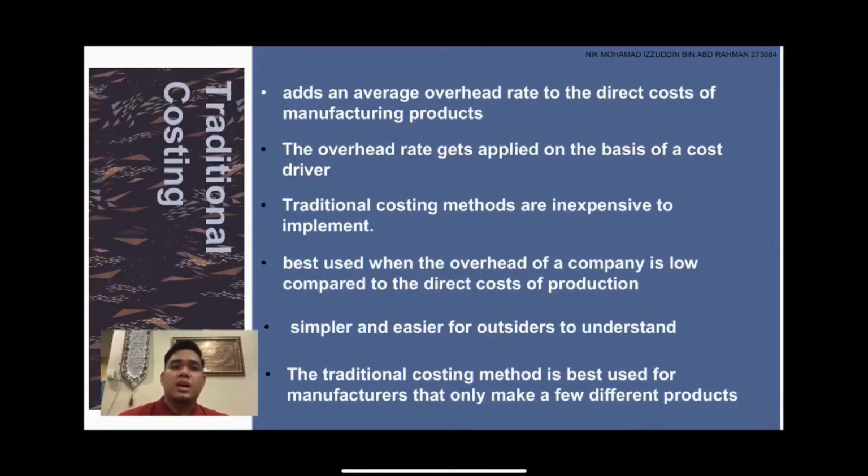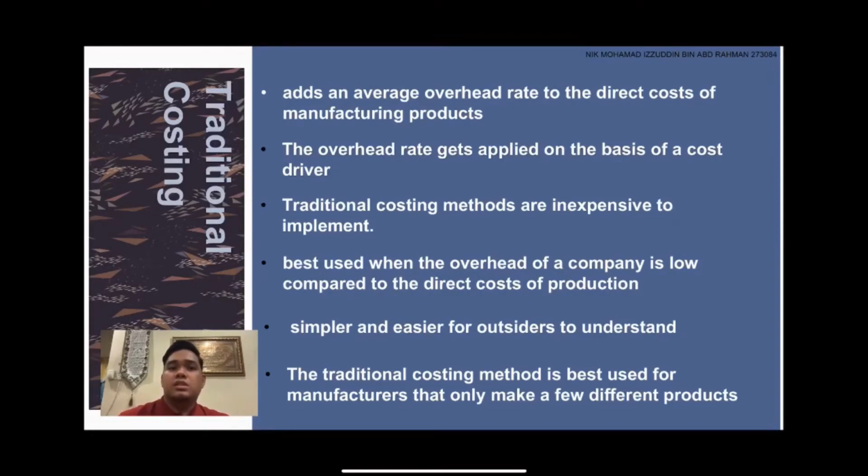So, I will explain the differences between traditional costing and activity-based costing. Traditional costing adds an average overhead rate to the direct cost of manufacturing products. The overhead rate gets applied on the basis of a cost driver, such as the number of labor hours required to make a product.